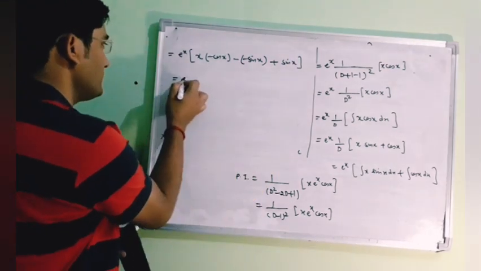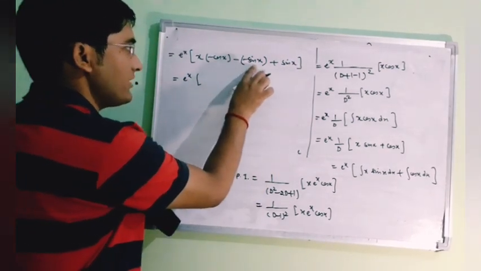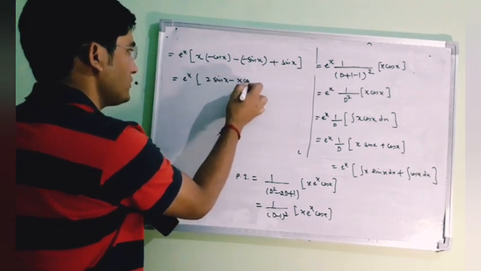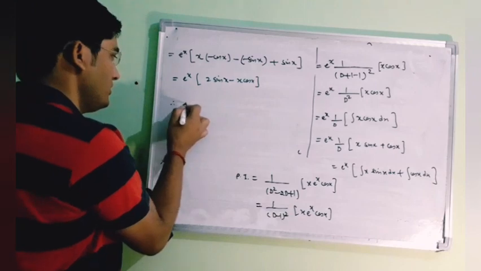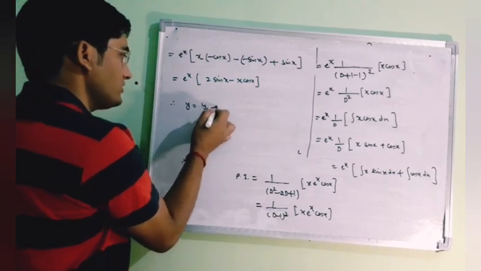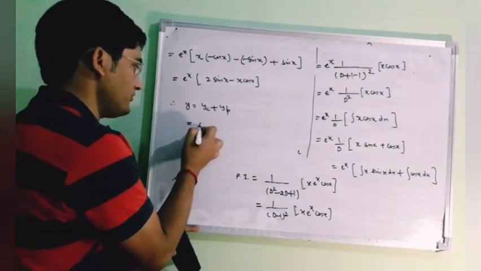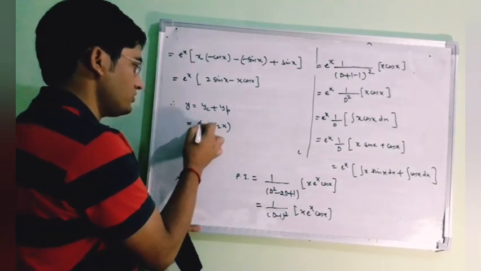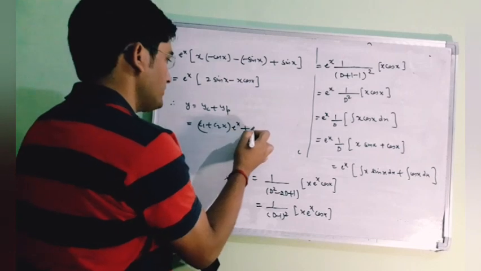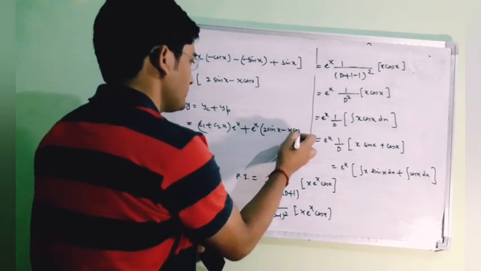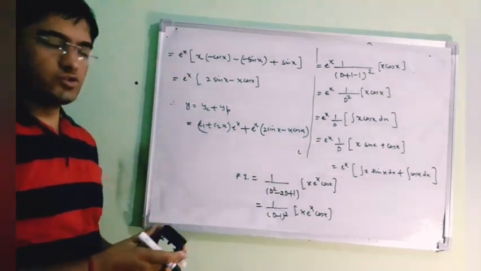So here you can see that this is your minus minus plus, so we have 2 sin x minus x cos x. Therefore your general solution will be the sum of complementary function and particular integral. Complementary function was (c1 + c2 x) e to power x, and your particular integral is e to power x (2 sin x minus x cos x). So this is the general solution of the problem.